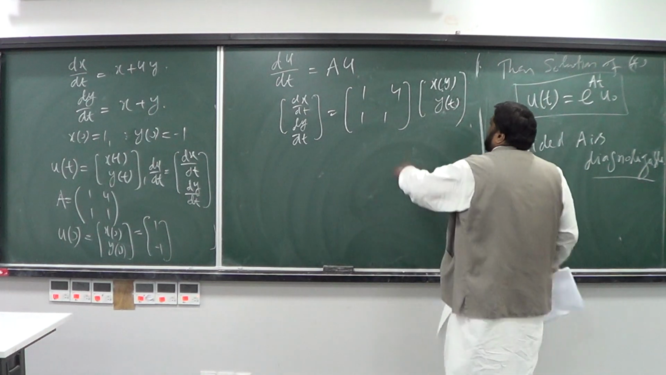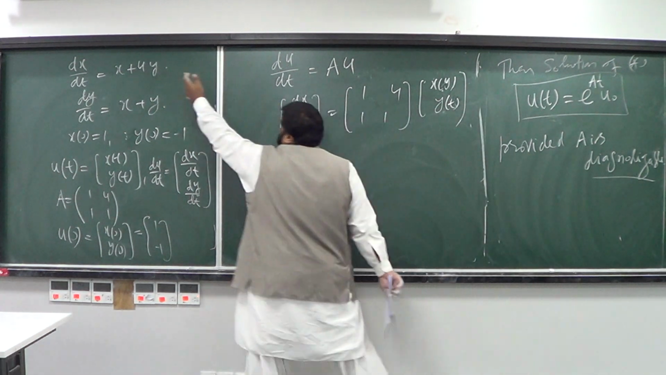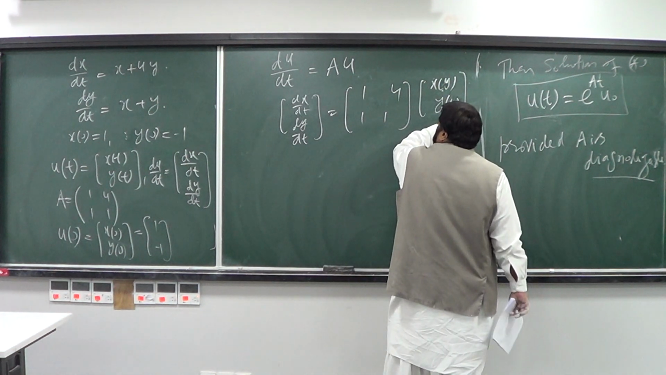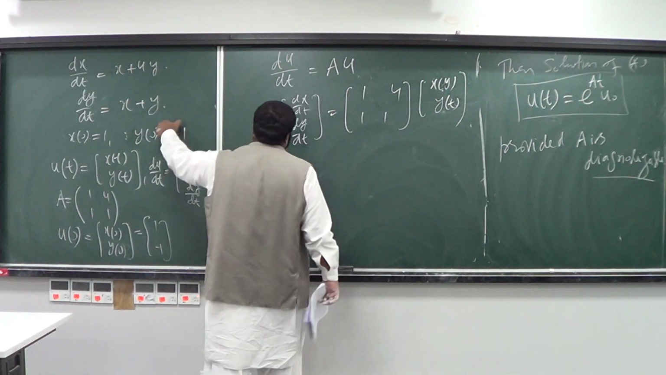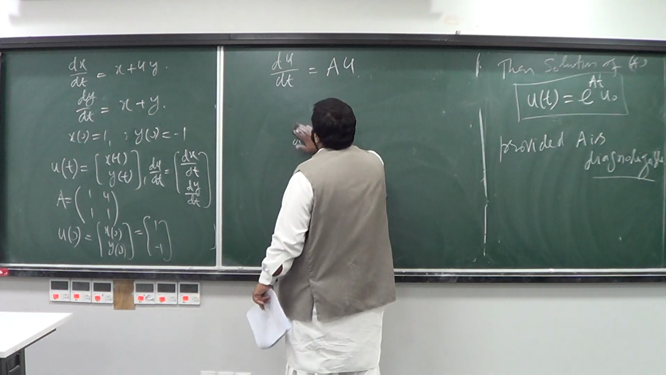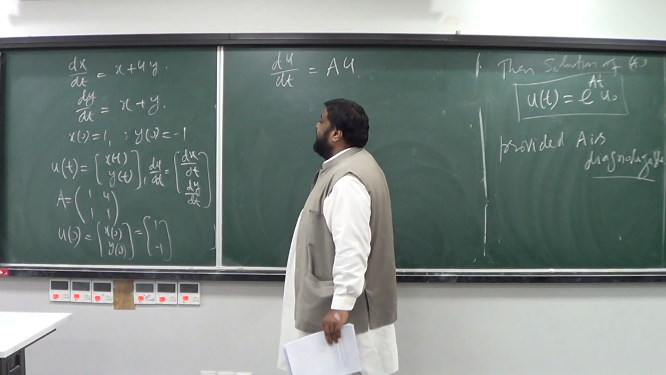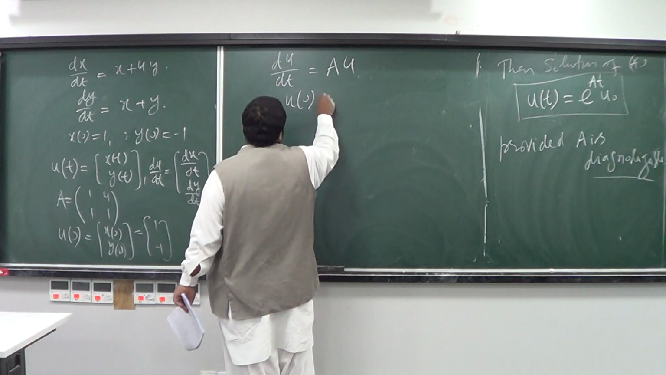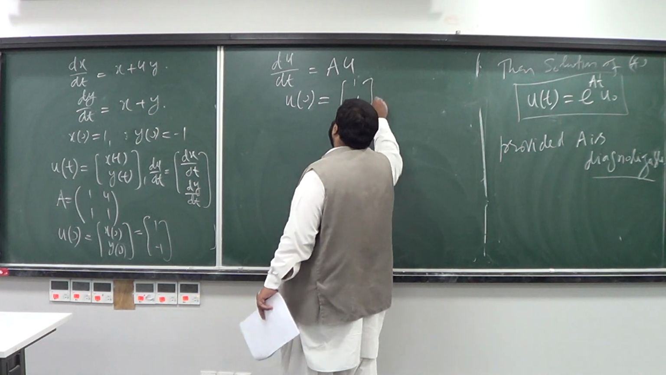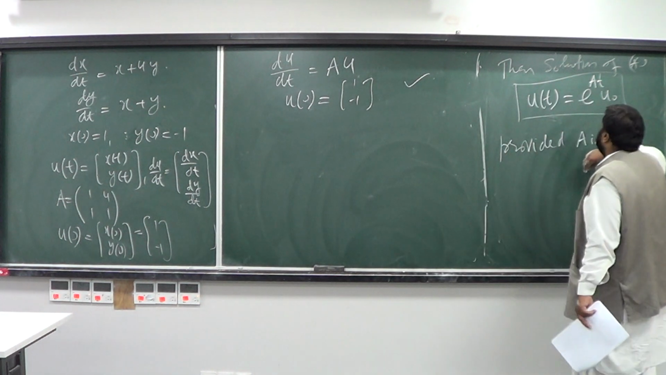Then take this row multiplied with this and equate it to the first value, you're going to get the first equation. Take the second row, multiply with the x of t, y of t and equate it with the second value, you're going to get the second equation. So this is a correct format of putting this differential equation into a matrix form, and the initial condition is this vector 1 and -1.